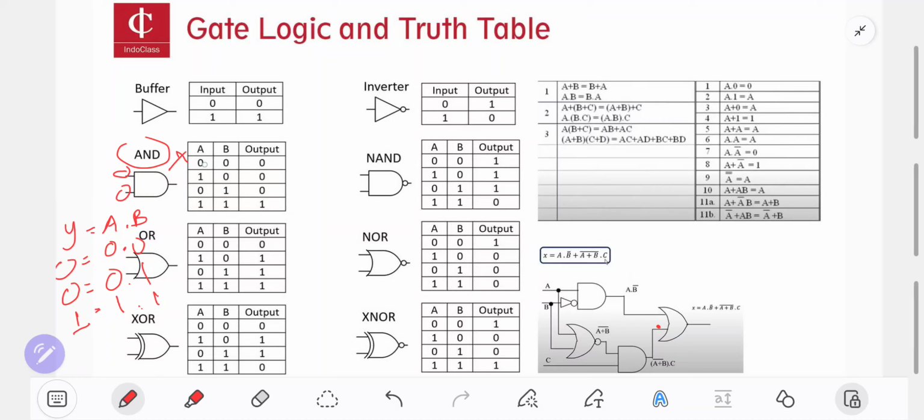If you have A 0 and B 0, you times 0 times 0, which is equal to 0. I think that is enough, and it makes your thinking simple.